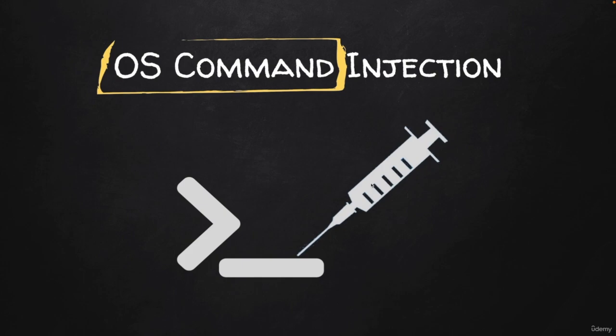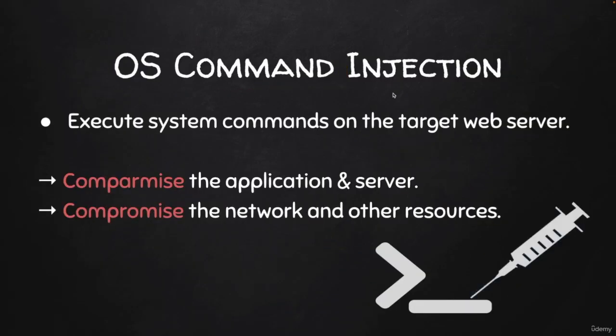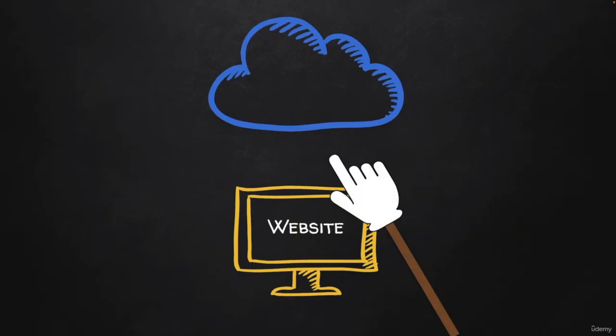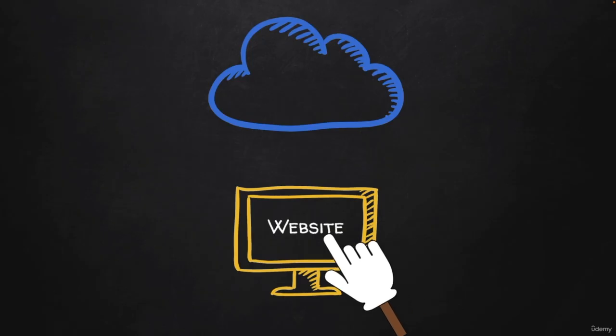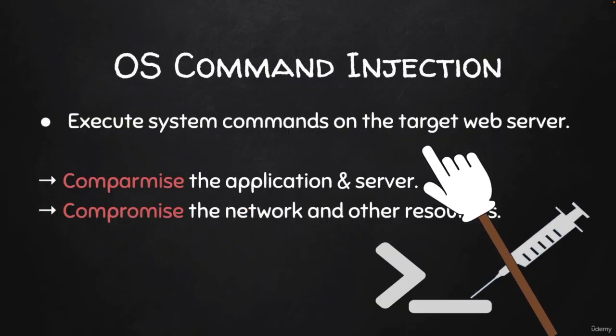The first example of injection vulnerabilities that we're going to talk about is OS command injection. As the name suggests, these vulnerabilities allow us to execute system commands on the target web server. As mentioned earlier, a website is simply a computer that is hosted on the cloud. This computer, just like your computer, runs an operating system, such as Windows, Linux, or Mac. Therefore, command injection vulnerabilities allow us to execute system commands on that computer.